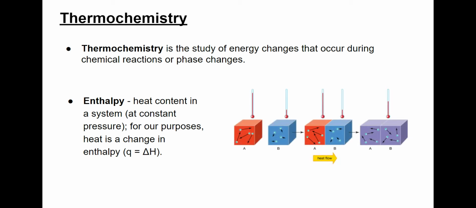And if we think about 2 different objects, one hot, the red object here, and one cold, the blue object, when they come in contact, heat will flow from the hot to the cold object. And that heat flow will stop once they reach the same temperature.